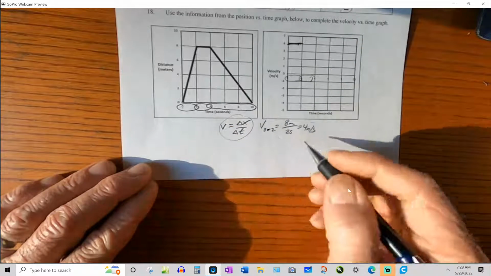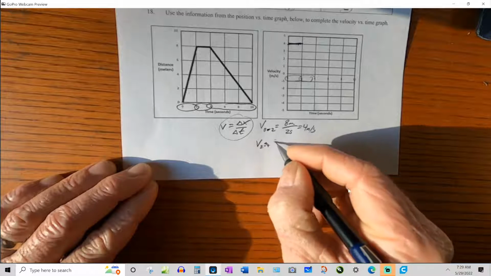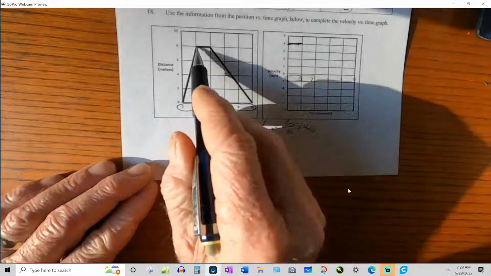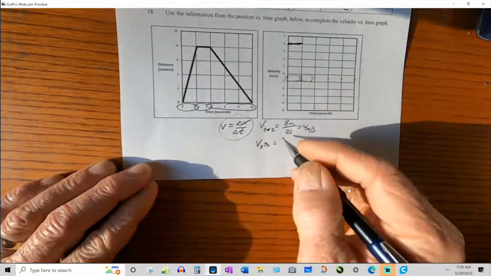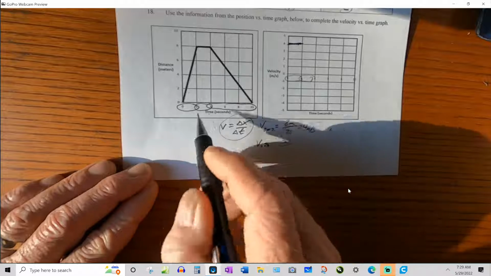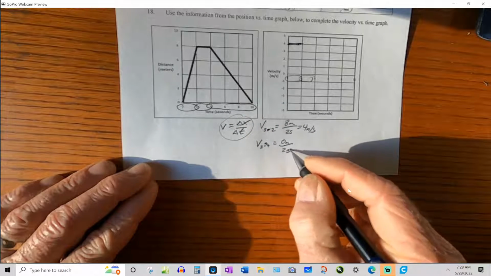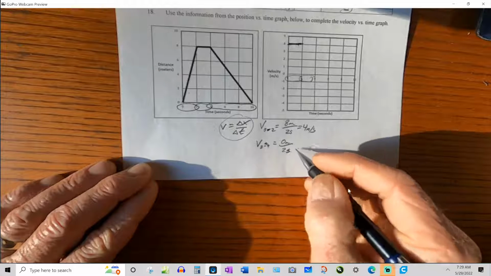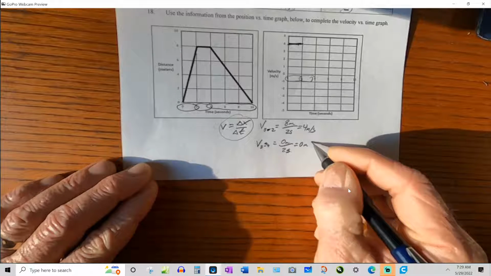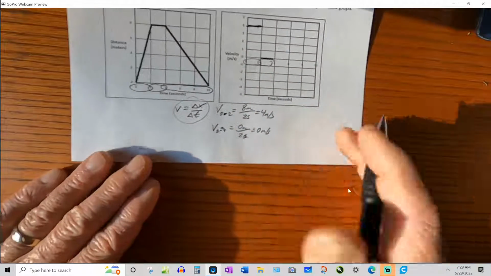Then from 2 to 4, the position goes from 8 to 8. Doesn't change. So really, we know what the answer is going to be. But let me finish. The time interval from 2 to 4 is 2 seconds. 0 meters divided by 2 seconds is 0 meters per second. So there's no velocity, 0 velocity from 2 to 4.